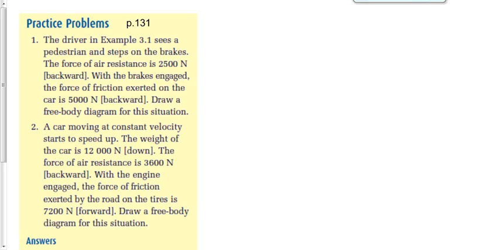I'm going to get you to draw a couple free body diagrams yourself first before we work on some of those problems. Page 131, please. Let's do question 2. It says a car moving at a constant velocity starts to speed up. The weight of the car is 12,000 newtons down. That's the force of gravity acting down. The force of air resistance is 3,600 newtons backwards. And with the engine engaged, the force of friction exerted by the road on the tires is 7,200 newtons forward.